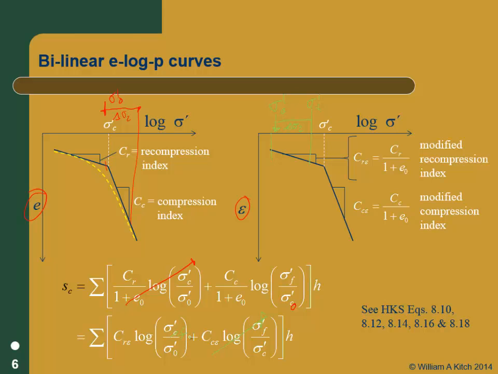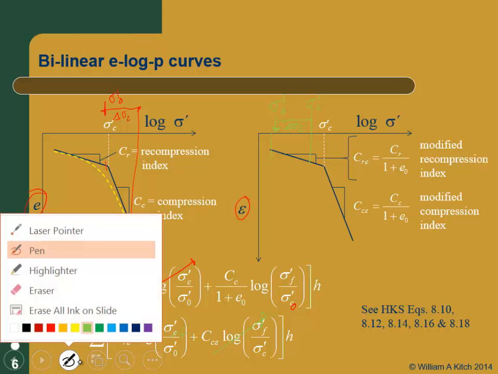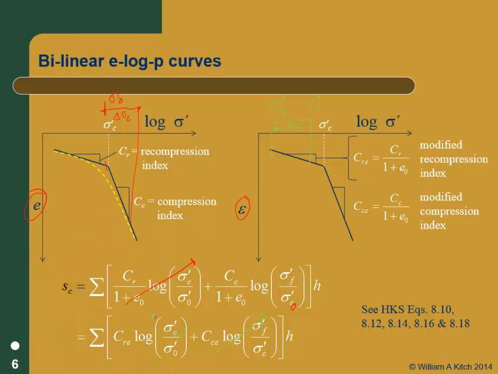And what's the third thing that can happen? The third thing is I start here at sigma prime 0, but I have a much bigger delta sigma z, right? And my sigma prime final is out here. Now I have to load from here to here. I have to load from point A to B, and then from B to C. And now I'm going to have this whole equation just as it's written here.